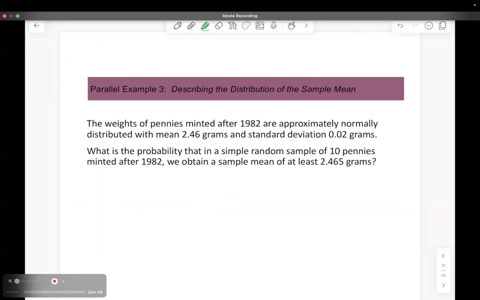Okay, I would like you to try this using those formulas. So the weight of pennies, we know that they're normally distributed, a mean of 2.46 grams and a standard deviation of 0.02. You will need your calculator. So just find the mean and standard deviation. We'll do the probability part together. Find the mean and the standard deviation of simple random samples of 10 pennies.